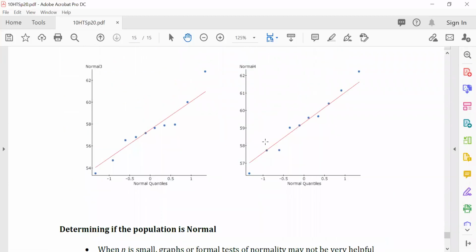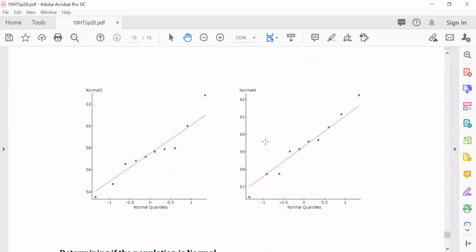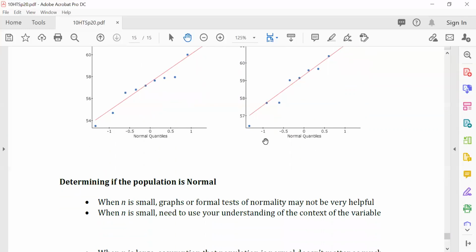So this is about the QQ plot, and again, your textbook calls it the normal probability plot, and that's where you can read it.